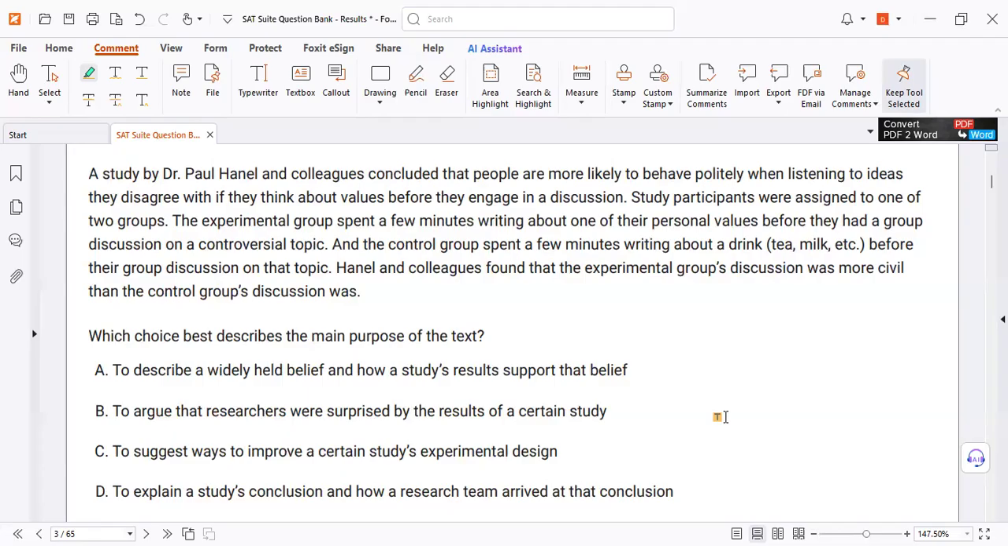Now, what is your answer? The answer is B. No, no, no. It's letter D. Why letter D? All the text we're talking about conclusion. Study concluded. So the beginning is about what? Conclusion. And how this research arrived at that conclusion.